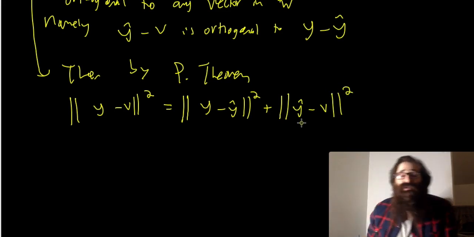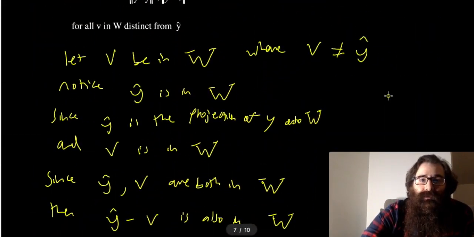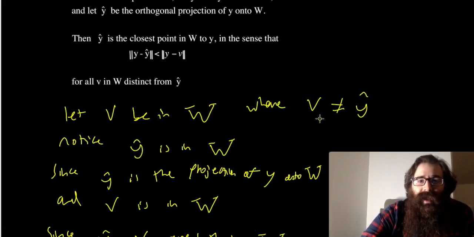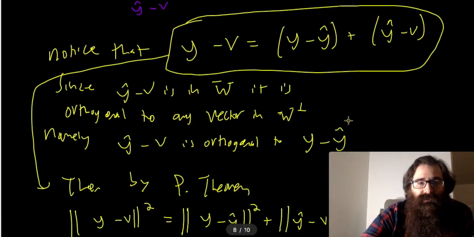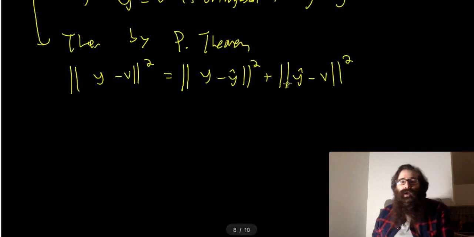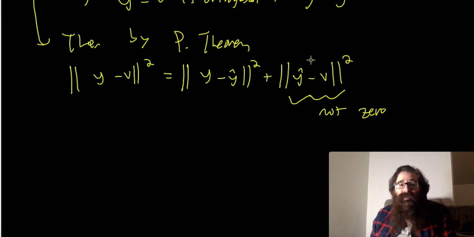And we've almost finished showing it. There's one more thing that I want to talk about. At the very beginning, we said that v and y hat are not the same vector. v and y hat are different. Since v and y hat are different, that means this piece here is not 0, and it's going to be something positive, right? It's a length or a norm or a magnitude squared. So it's not 0 and positive.